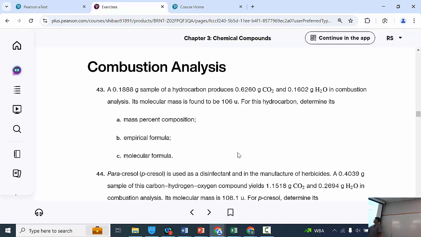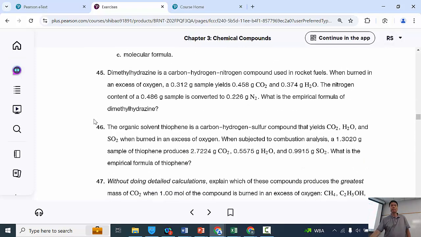So anyway, this is a hydrocarbon. It just gets CO2 and water. This was a carbon, hydrogen, oxygen. So we're going to get CO2 and water. Then we have to use the mass differences to calculate the grams of oxygen, which we talked about.